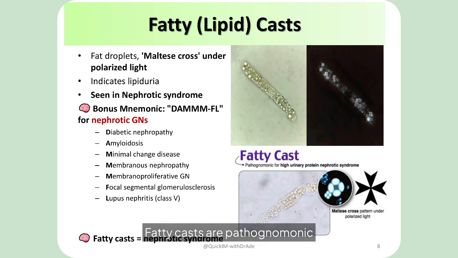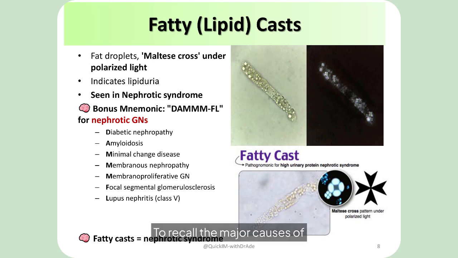Fatty casts are pathognomonic for nephrotic syndrome, reflecting significant proteinuria and lipiduria due to loss of the glomerular filtration barrier. These casts form as lipids are reabsorbed by injured tubular epithelial cells, which then slough into the tubular lumen.